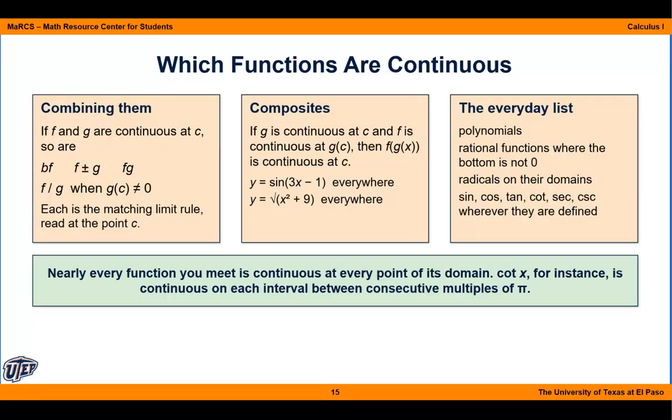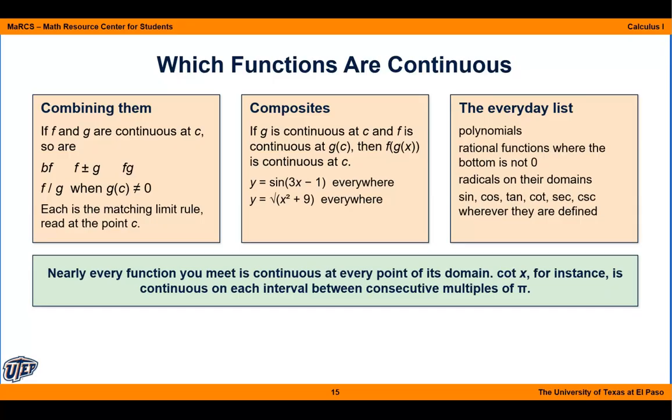The limit laws also tell us how continuity behaves when functions are combined. When two functions are continuous at a point, their constant multiples, sums, differences, and products are also continuous there. Their quotient is continuous as long as the denominator is not 0.